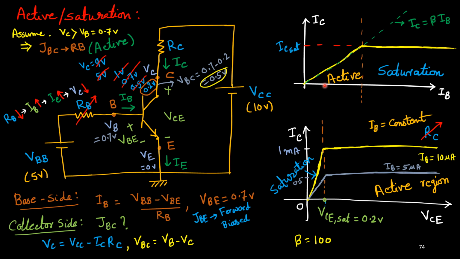So this active region is also called the linear region because IC equals beta IB, and that relation is linear. And in saturation, IC is getting saturated. So this figure is more appropriate, more relevant, right? For different IB, I can get this kind of curve.